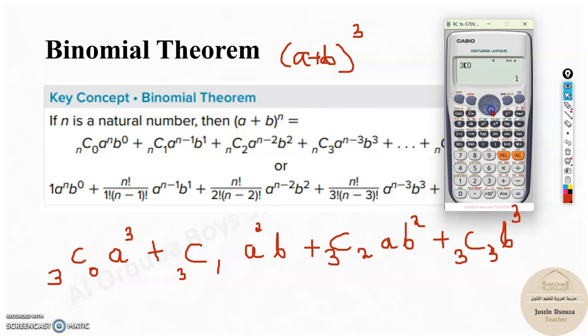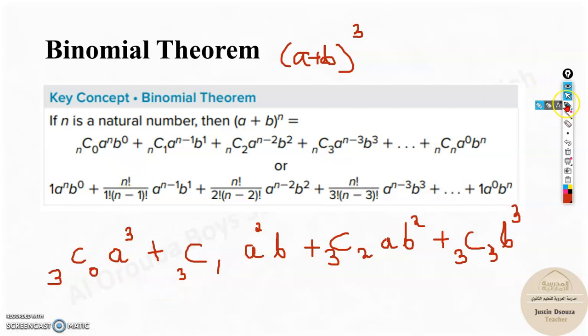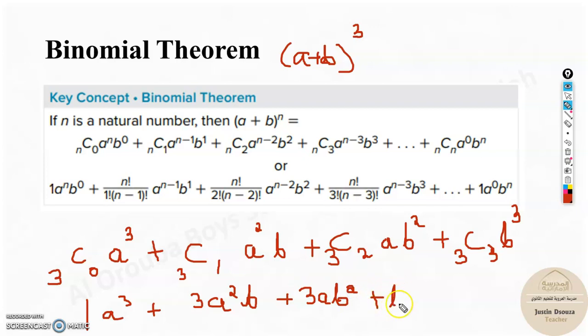But remember, first is what? 3C0. It's always 1. It starts with 1. And then over here, 3C1 will be 3. And then 3C2 is 3, sorry. If you use the formula over here, you'll get the same answer. And the last one, 3C3, is again 1. So it is 1a cubed plus 3a squared b plus 3ab squared, and lastly we have 1b cubed. We can leave out the 1. So this is the answer for (a + b) the whole cube.